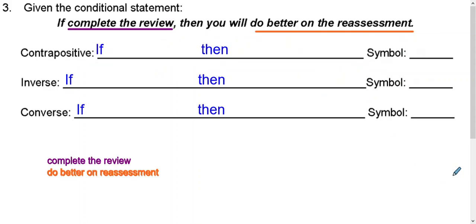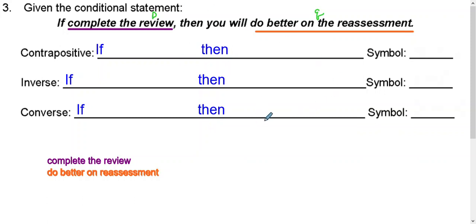Okay, page 3, or question 3. Be careful of this question because what it's asking you for are not in the order that we're used to seeing them. So let's look at the first one. If you complete the review, then you will do better on the assessment. So we have come up with completing the review as being P, and you'll do better on the assessment as being Q. Okay? So remember, we need to have if P, if and then in our statements, so I've gone ahead and put that on there.